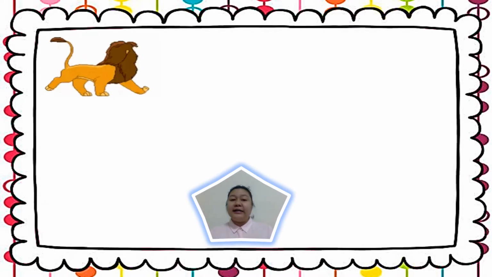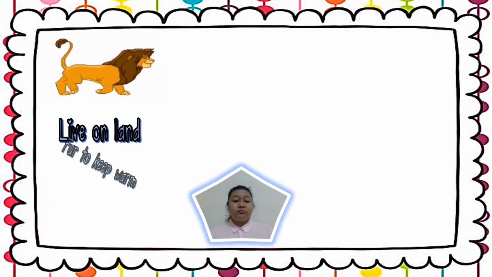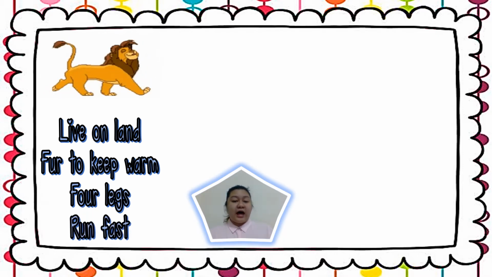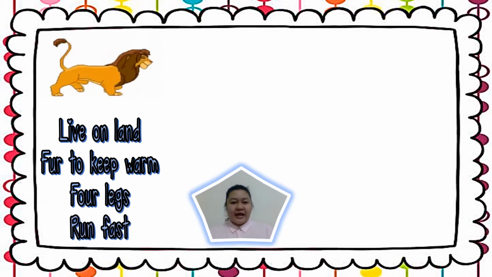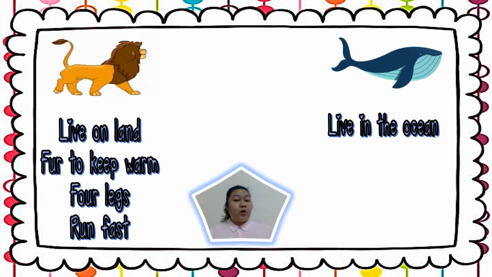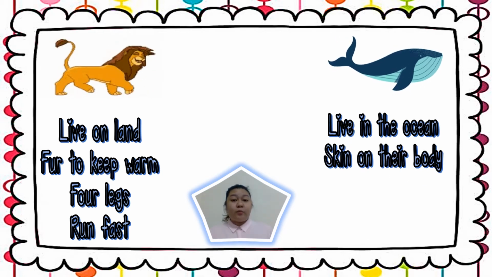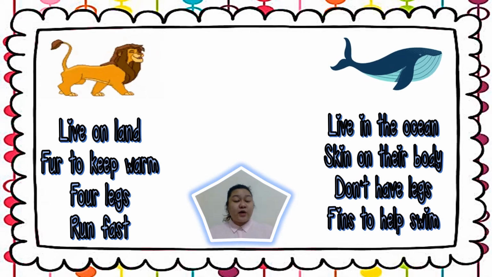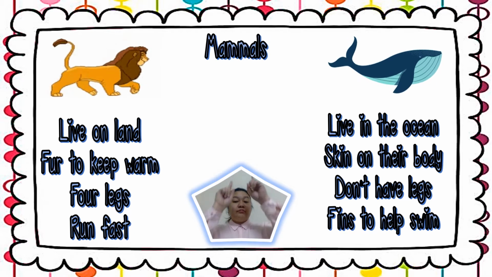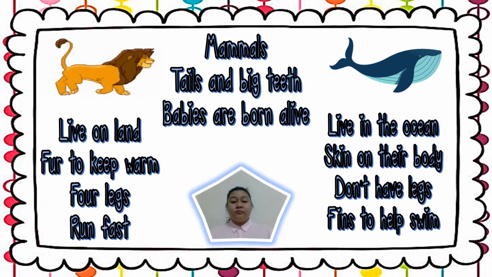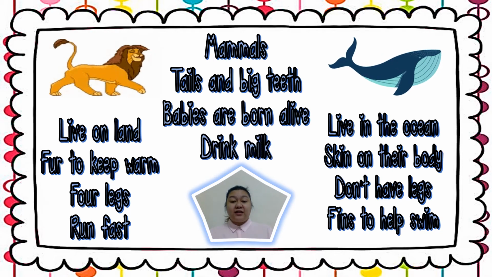It's a lion. Now lions live on land, have fur to keep them warm, 4 legs, and they run fast. Now the second animal we have there, a whale. Now whales live in the ocean, with skin on their body. They don't have legs. They have fins to help them swim. Now, both of them are mammals, with tails and big teeth. Babies are born alive and their babies drink milk.